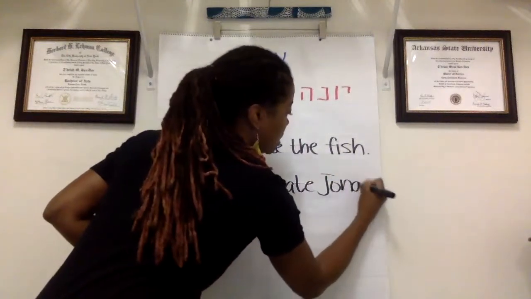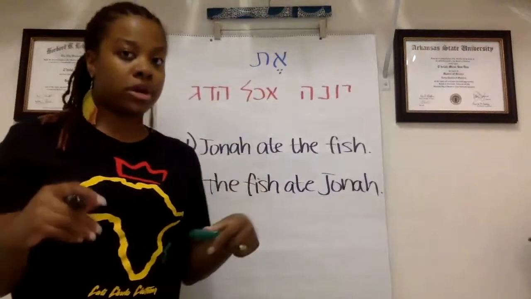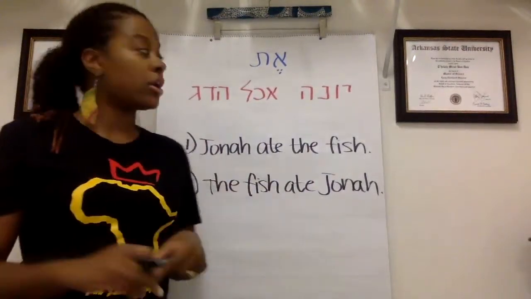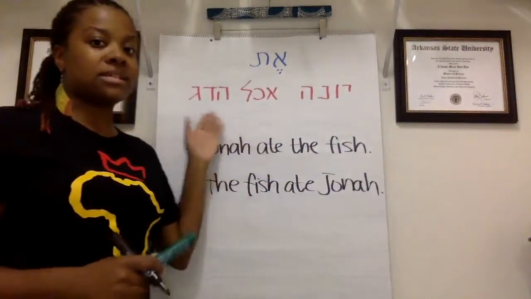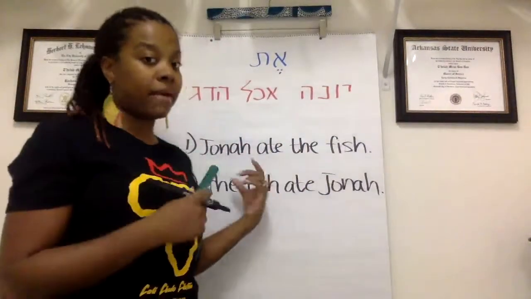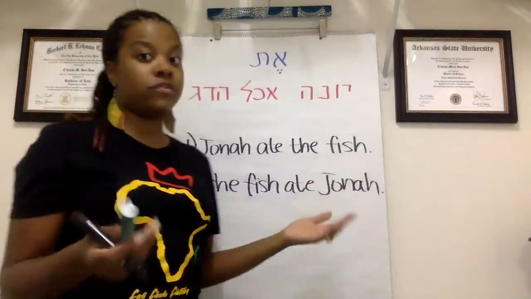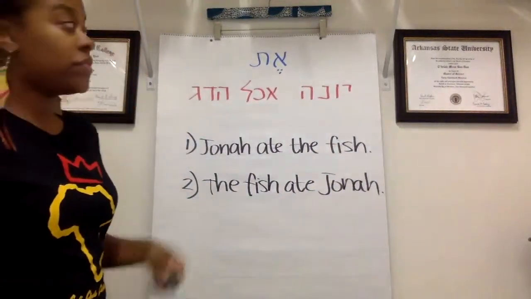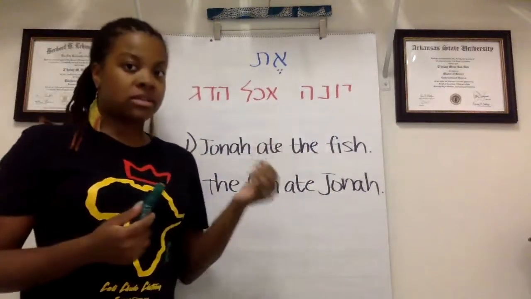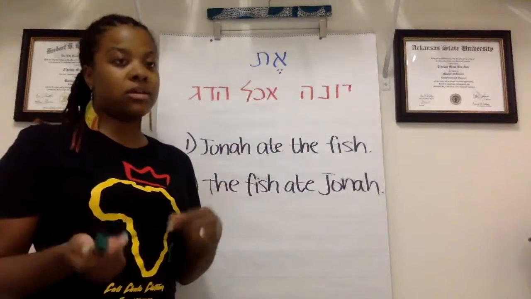Okay, so because we don't have that et, that definite direct object marker, we don't know what this sentence is actually saying. Is it talking about biblical Jonah that got eaten by a fish, or just a guy named Jonah who fried fish and ate it for dinner? We have no idea. Now, what the et does is it marks the object. So it makes it very clear what's the subject and what's the object.